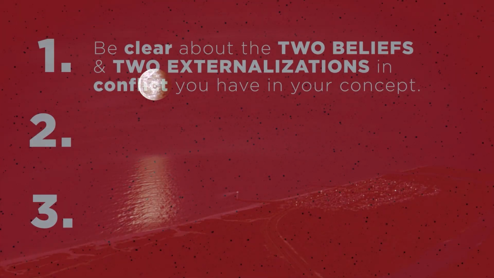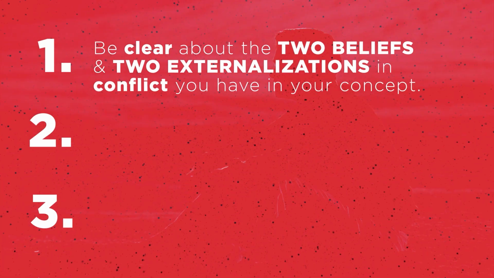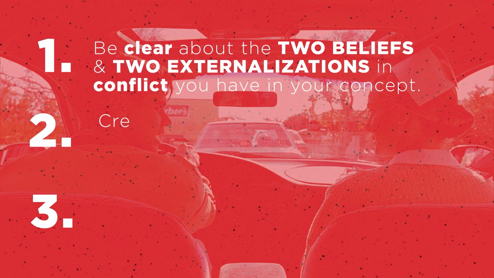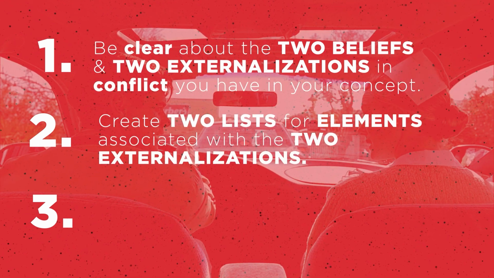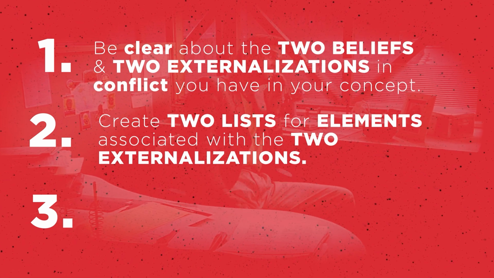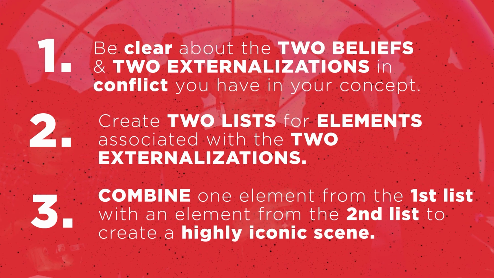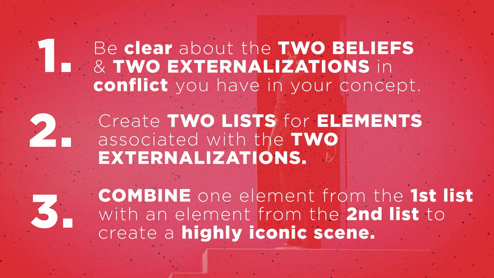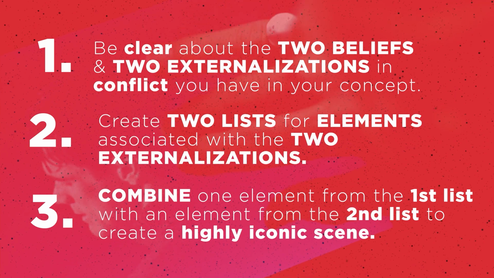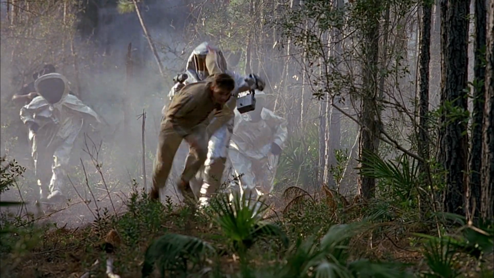You can create set pieces in a very similar way you create your concept, by following a 3-step process. Step 1, be clear about the 2 beliefs and 2 externalizations in conflict you have in your concept. Step 2, create 2 lists for elements associated with the 2 externalizations. Step 3, combine one element from the first list with an element from the second list to create a highly iconic scene. When crafting set pieces, remember, have fun.